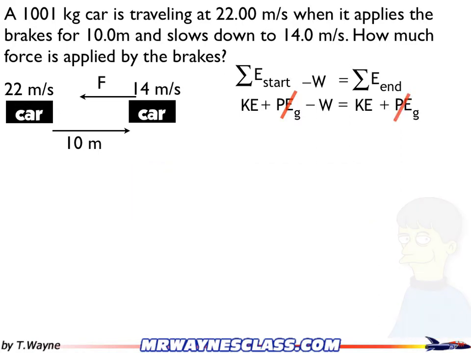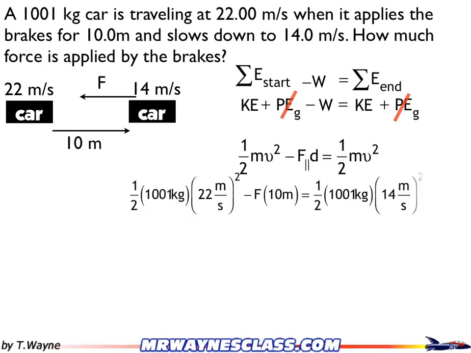That's going to leave me with 1/2 mv squared minus work equals 1/2 mv squared. But I'm not going to leave it as work. In this case, I'm going to replace the work with force times distance because I'm looking for the force in this equation. Then I'll plug in all my numbers and variables, and I'll solve for the force, and I'll get the force at 2,320,000 newtons.